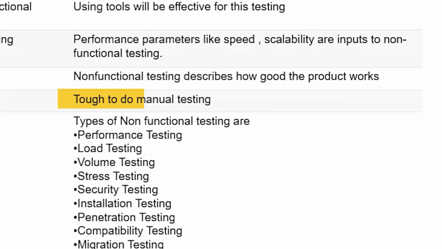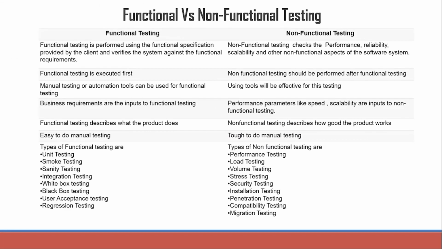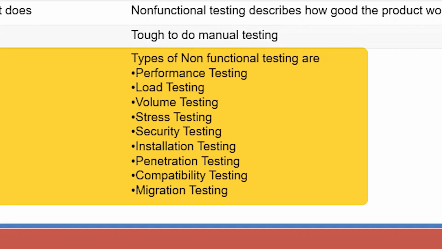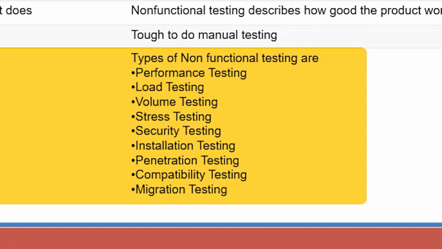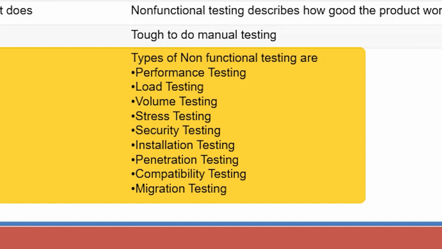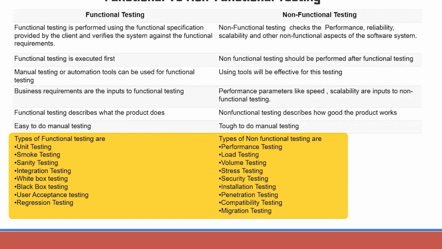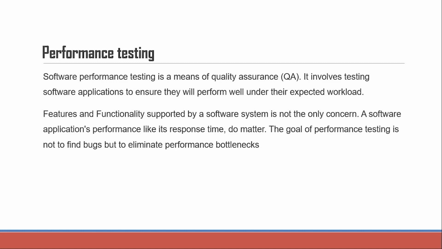It is tough to do manual testing, as I already said, and these are the types of non-functional testing. One is performance, amongst which there are load, volume, and stress. Then there are security, installation, penetration, compatibility, and migration. These are all types of non-functional testing. Talking about performance testing, it involves testing the application's overall performance. Features and functionality supported by the software are not the concern here. We are focusing on different aspects.